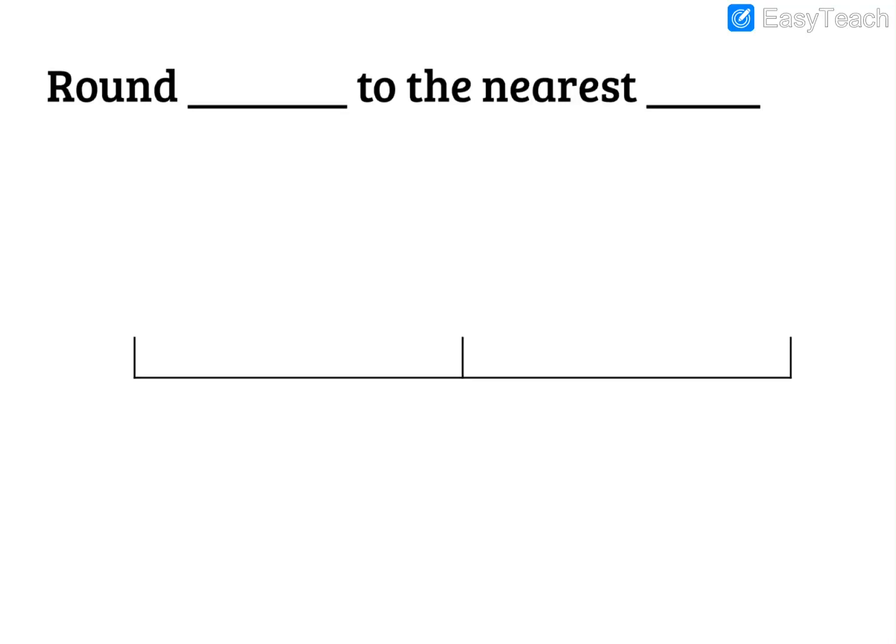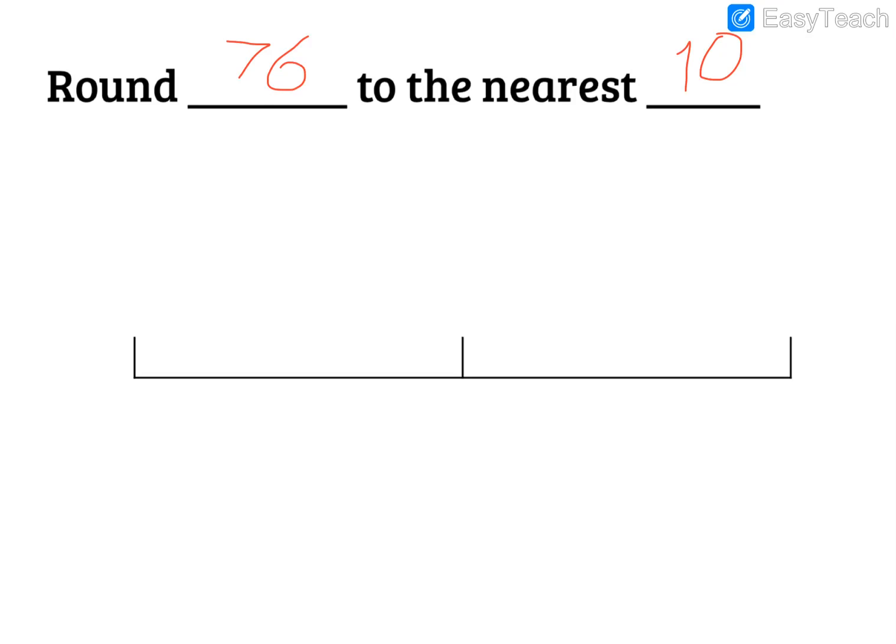We're just going to look at a few examples here of how to round to the nearest 10 or 100 or 1,000. Let's have a look at how we're going to do that. So say I wanted to round to the nearest 10, and the number that I'm going to round is 76. I'm going to round 76 to the nearest 10.